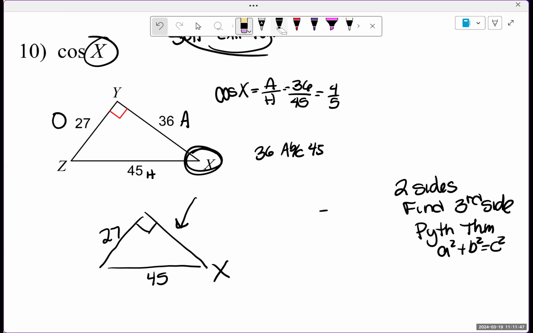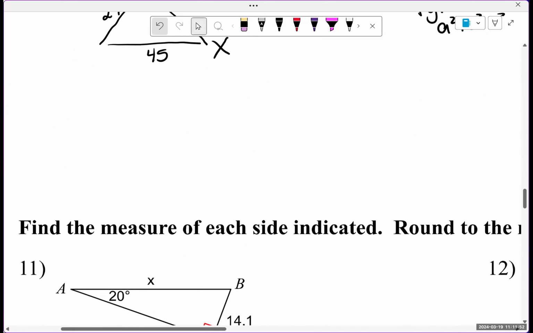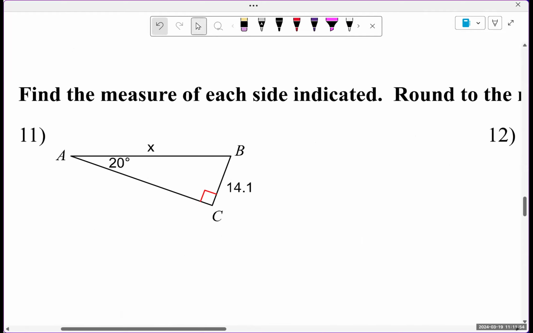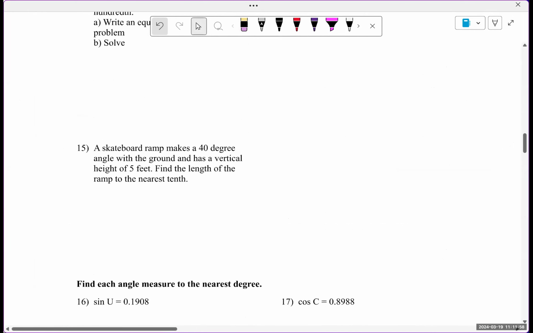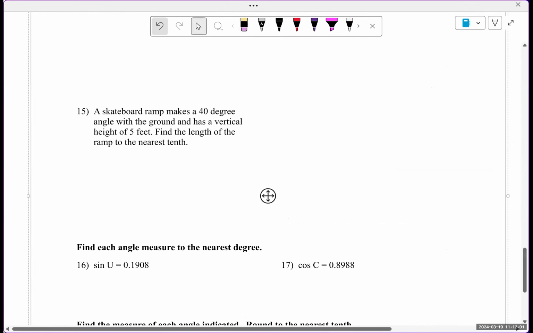Okay. But we're not going to do that. I just wanted to bring that up. Do you have a calculator? Okay.